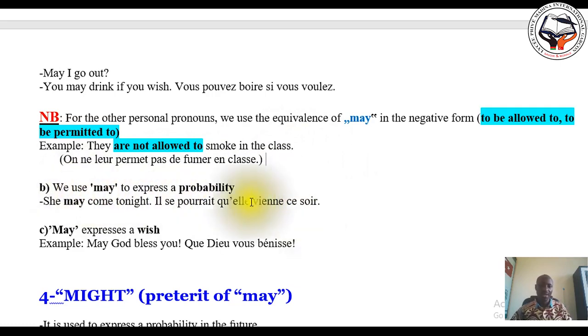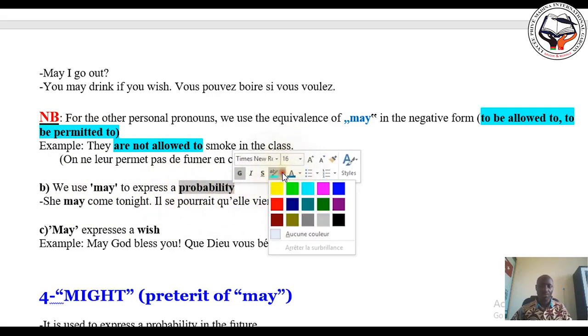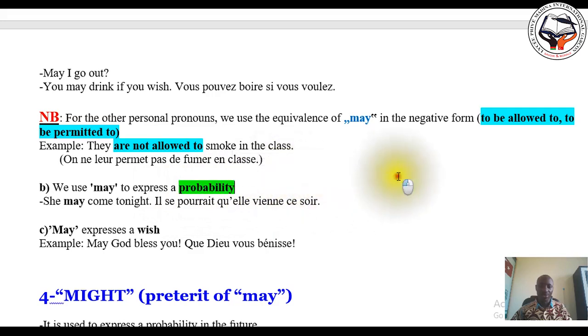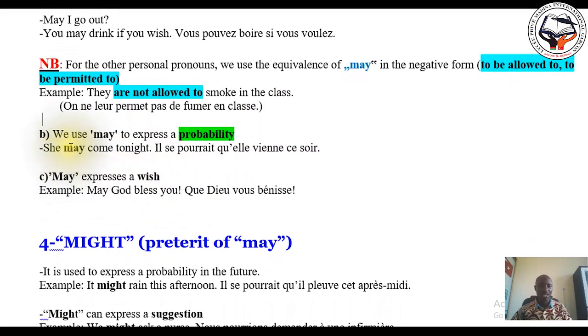We use may to express a probability. She may come tonight. Il se pourrait qu'elle vienne ce soir.